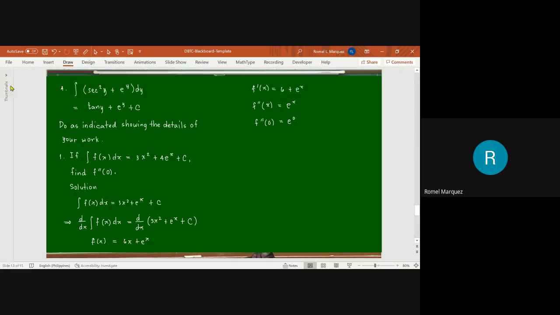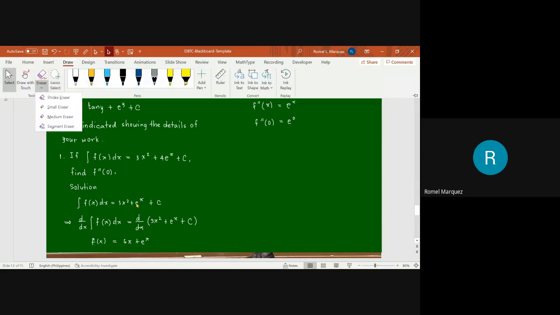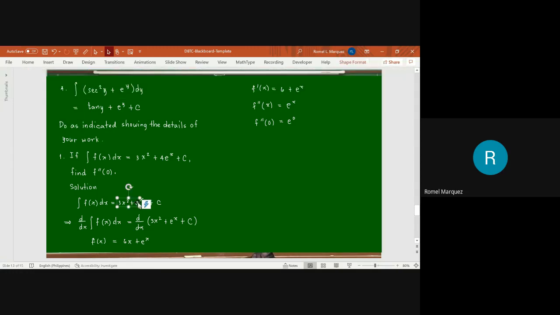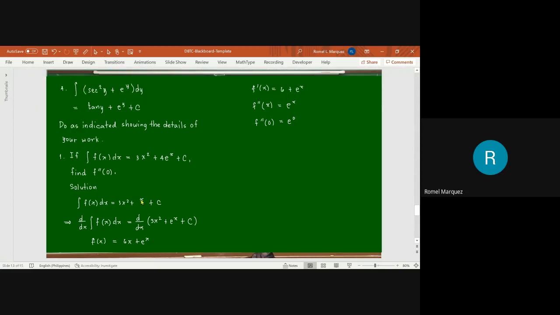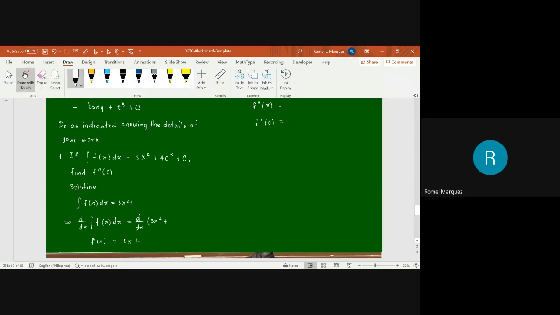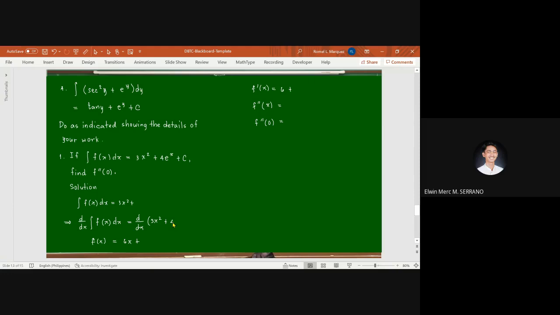I will have here 4 e to the x plus c. Then, the derivative of 4e to the x is 4e to the x. So, first derivative ay integral nito, no? Ay, derivative nga, sorry. Differentiate natin. O, ang derivative naman ng f, because we want to get the second derivative, is 6 plus 4e to the x. And what about the derivative of this? To come up with the second derivative, that is 4e to the x.